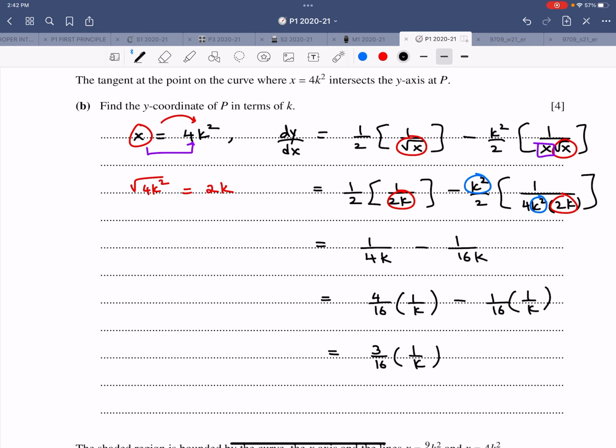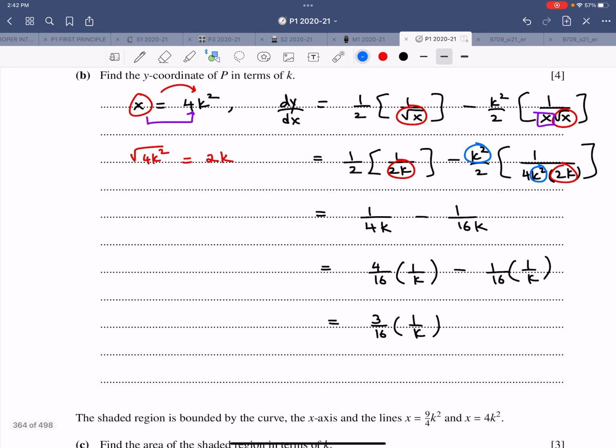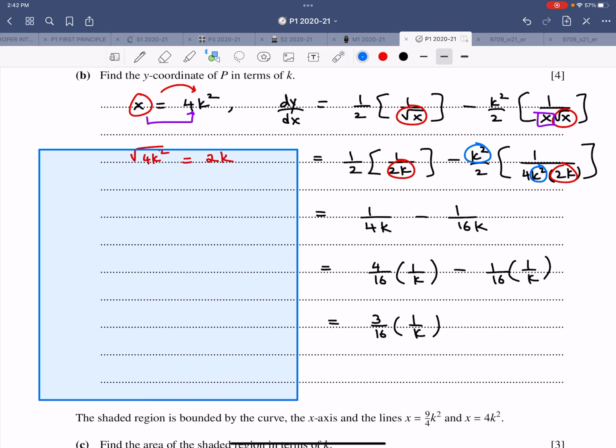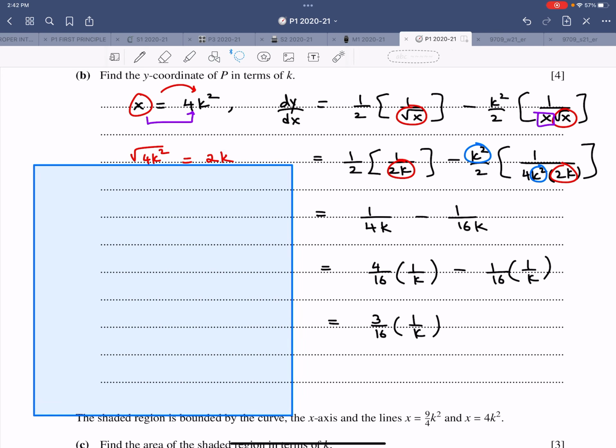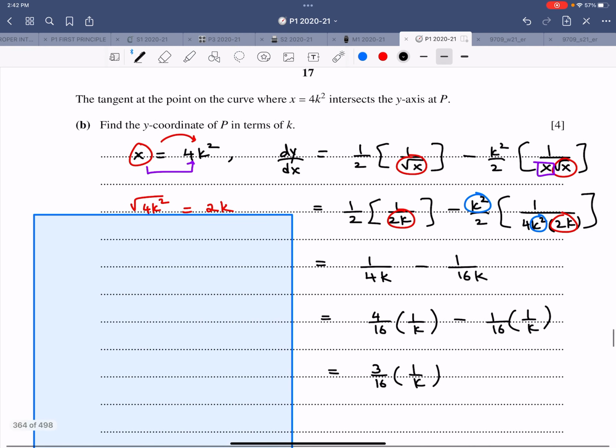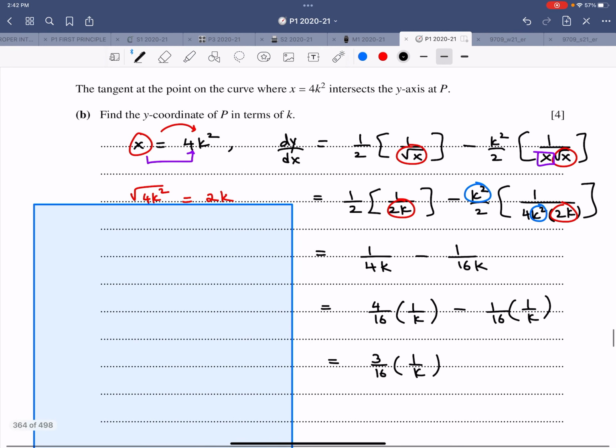So let me just grab some more space. Let me organize my work. So something like this. Resize it. Okay. So now when x is this thing, do I need to find y? You need to. Y equals to, when x is 4k square. When x is 4k square, therefore what is y?